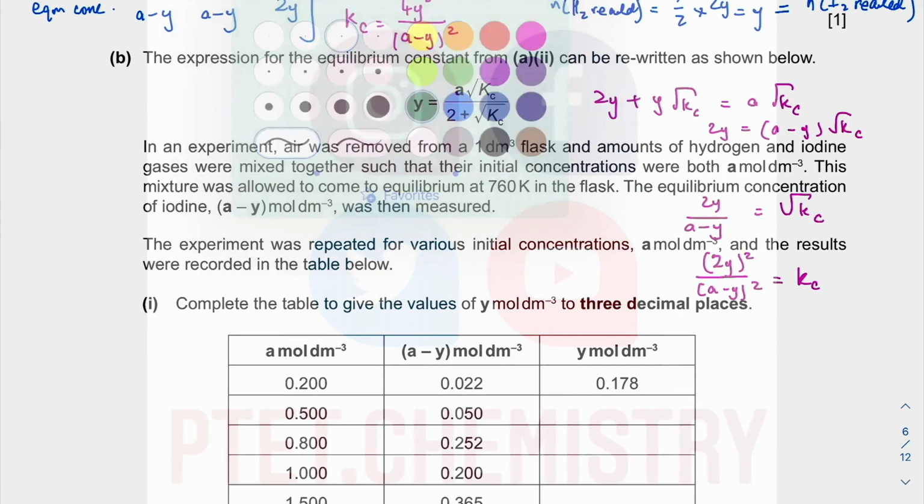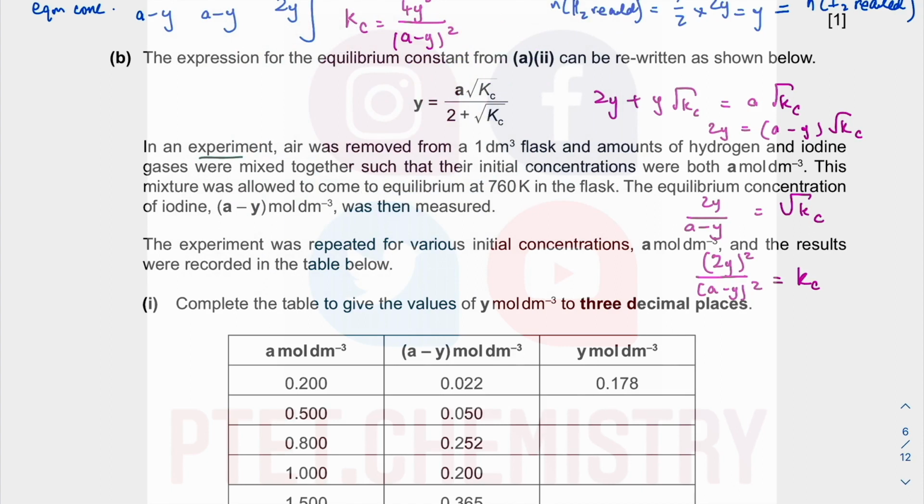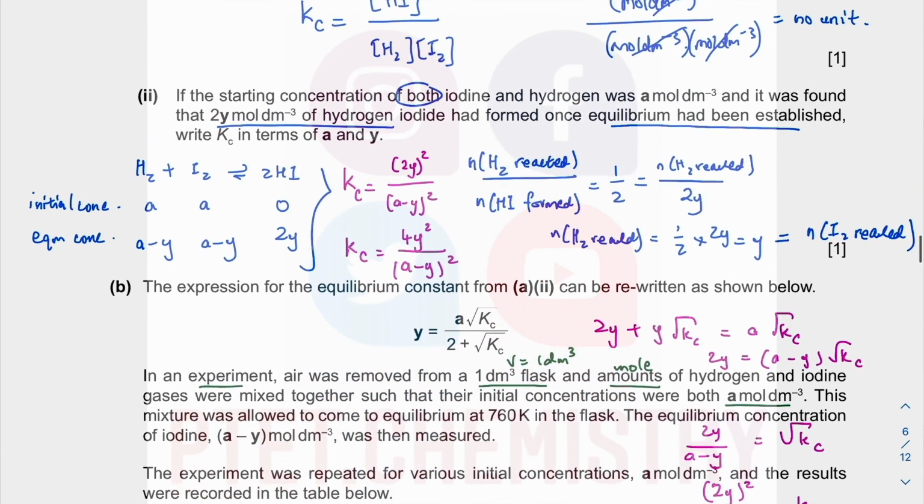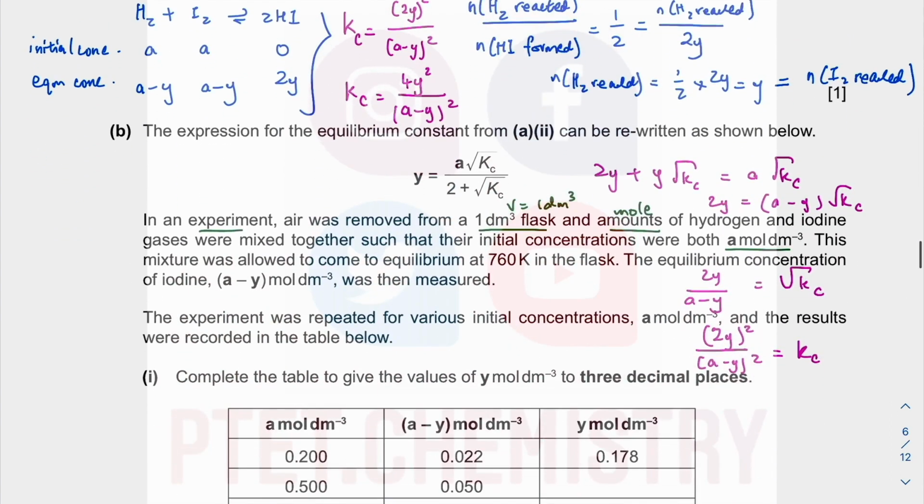So in an experiment, you remove A from a 1 dm cube flask. So your volume is 1 dm cube. The amount, meaning the mole, of hydrogen and iodine gas were mixed together. Then you get the initial concentration as whatever they have told you just now, A mole per dm cube. You're allowed to come to equilibrium. This is at a particular temperature, 760 Kelvin. So room temperature is 298 Kelvin, that is 25 degrees Celsius. So that's 25 plus 273. Alright, so this one in degrees Celsius is 762 minus 273. Equilibrium concentration of iodine, A minus y, was then measured.